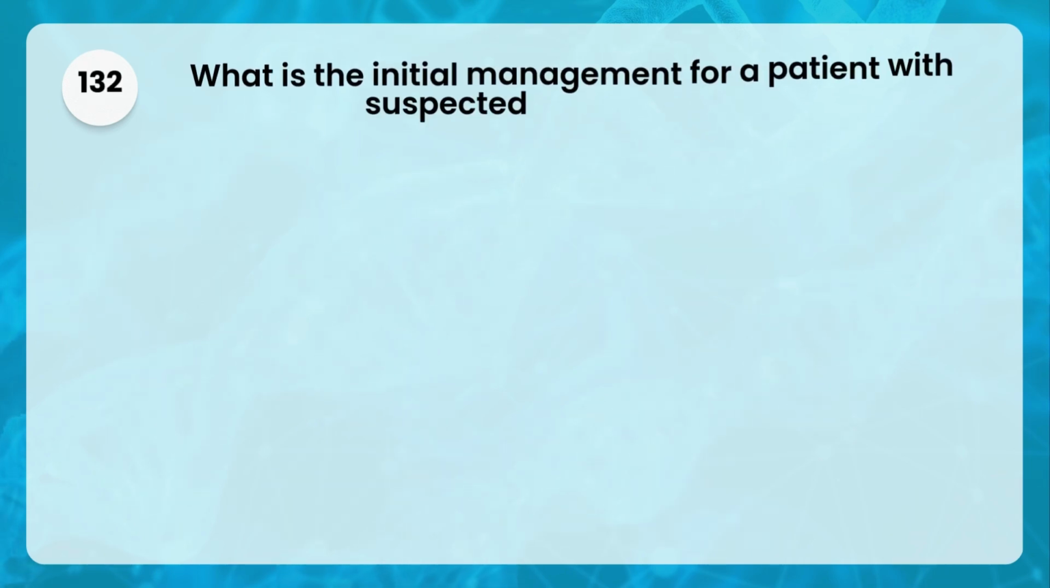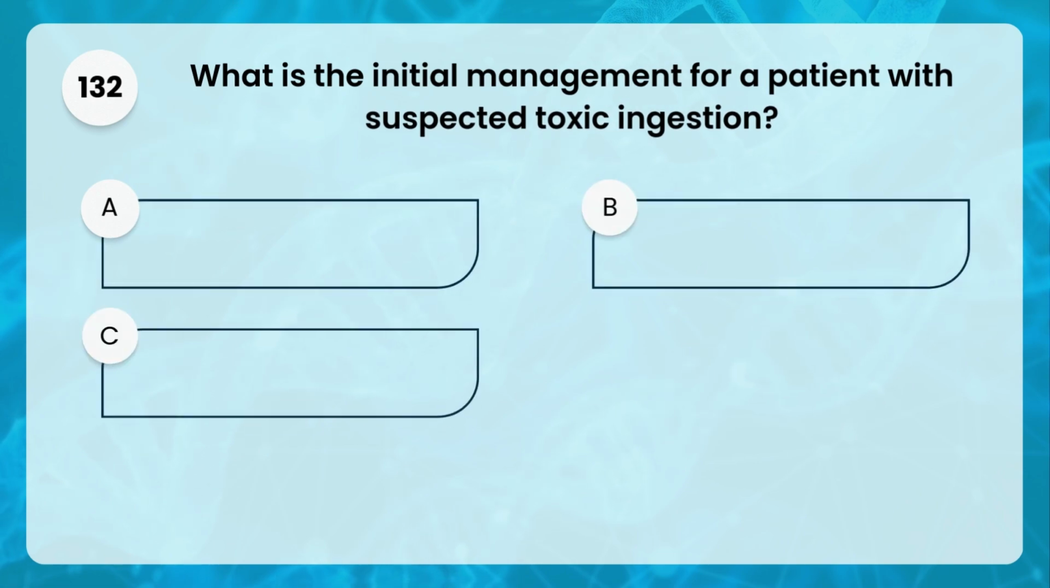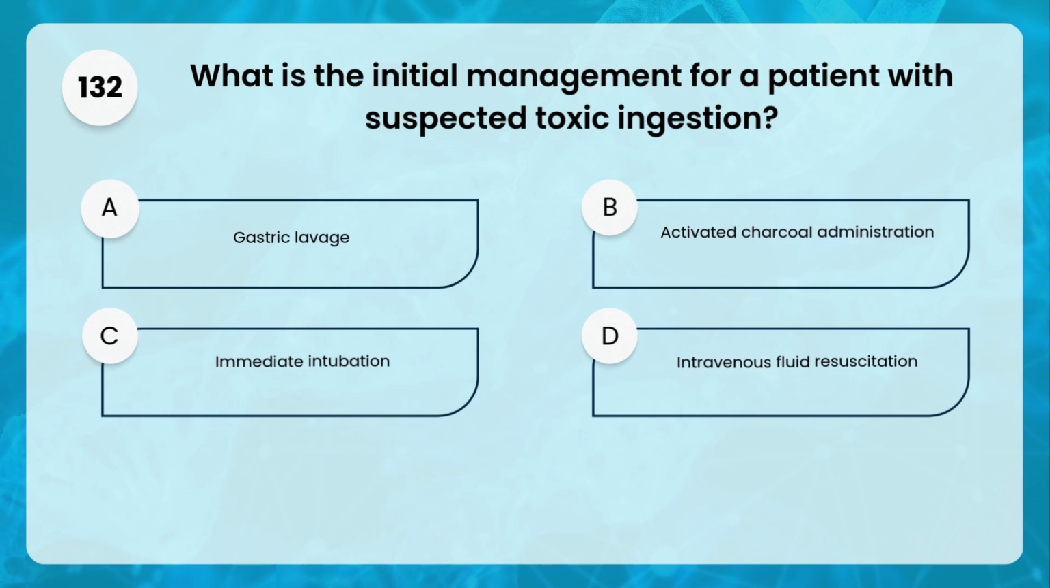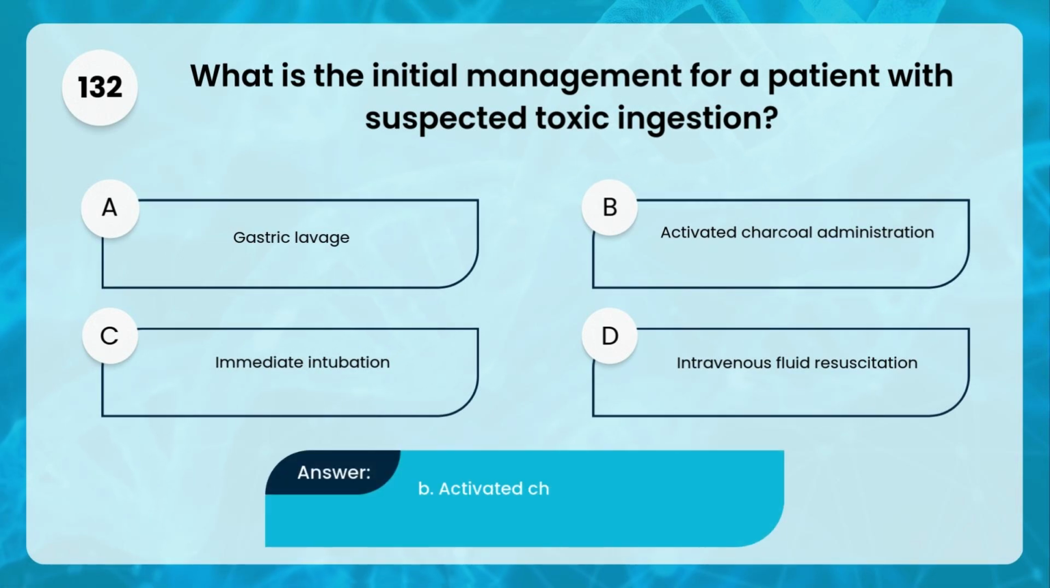Number 132. What is the initial management for a patient with a suspected toxic ingestion? A. Gastric lavage. B. Activated charcoal administration. C. Immediate intubation. Or D. Intravenous fluid resuscitation. The answer is B.